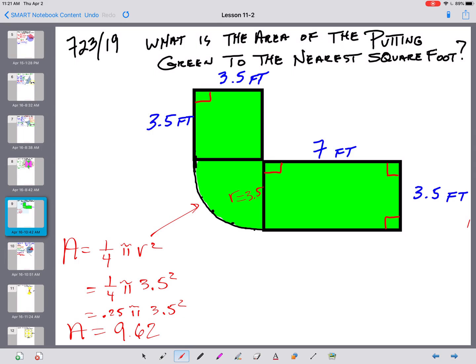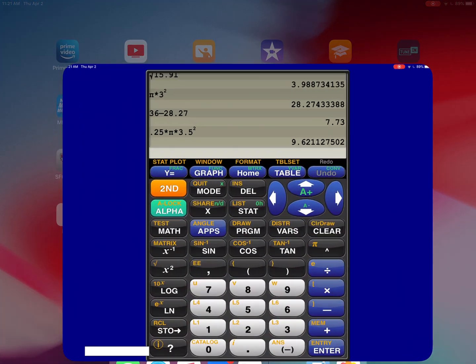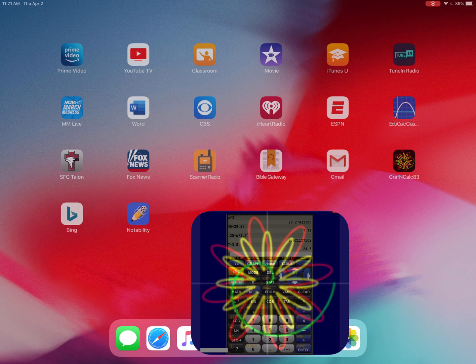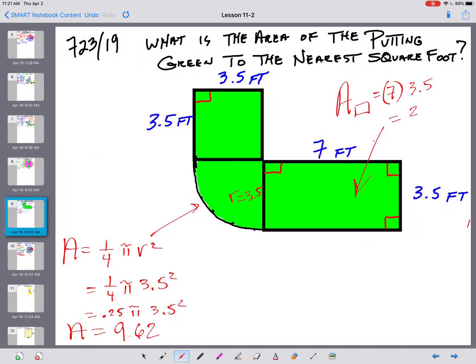Let's do this part right here. Okay, hey, it's a rectangle. Area of our rectangle is 7 by 3.5. There it is. Okay, length times width. 7 times 3.5. There we go. Good. 24.5. 24.5. Good. That's one.